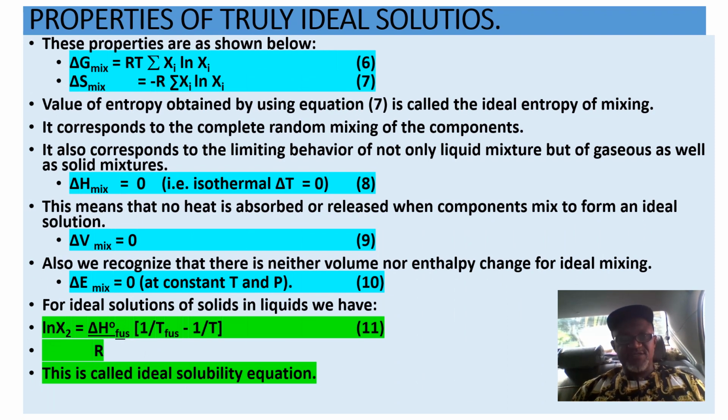Properties of truly ideal solution. Like we said, we now see equations 6, 7, 8, 9, and 10 give us the properties of a truly ideal solution. What value the delta G will give, what value the delta S will give on mixing; delta H must be 0, delta V must be equal to 0, and of course delta E must also be equal to 0. And then for ideal solutions of solids in liquid, we'll use what we call the ideal solubility equation, equation 11, to find the mole fraction of the solid.